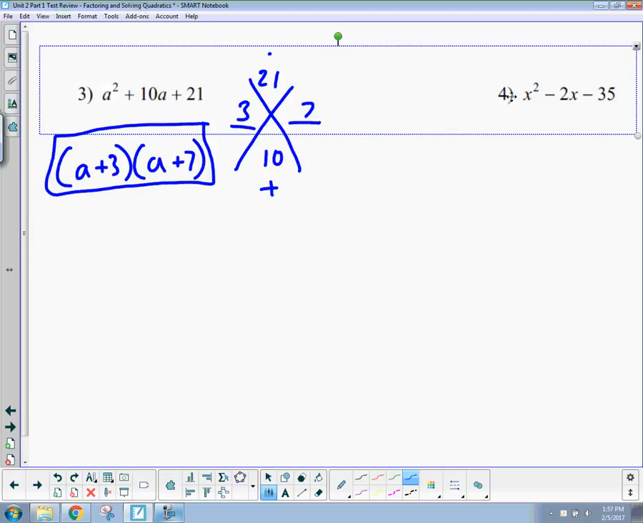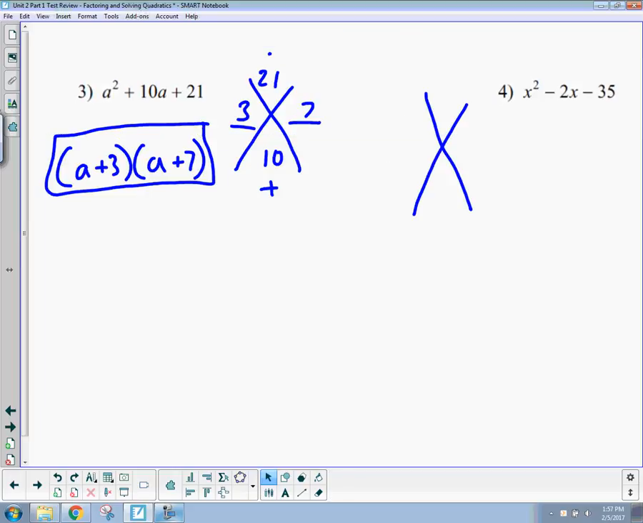Again, I don't see any greatest common factors to pull out. Let me get this thing out of the way, these dotted lines. There we go. Alright. Negative 35 on top, again, that's what's being multiplied. Negative 2 on the bottom, that's what's being added. What two numbers can you think of? I'm thinking 5 and 7. I know I can get 2 out of that. When they multiply, they make 35.